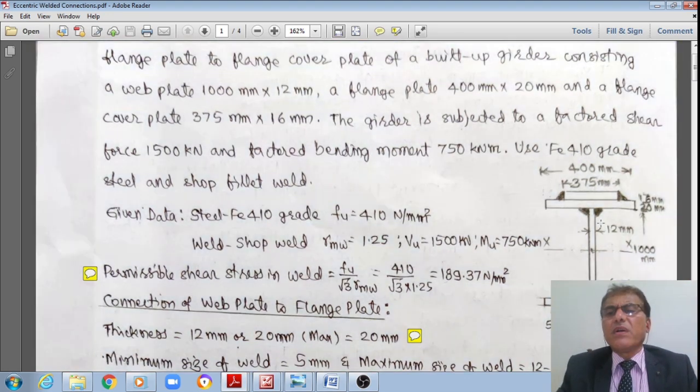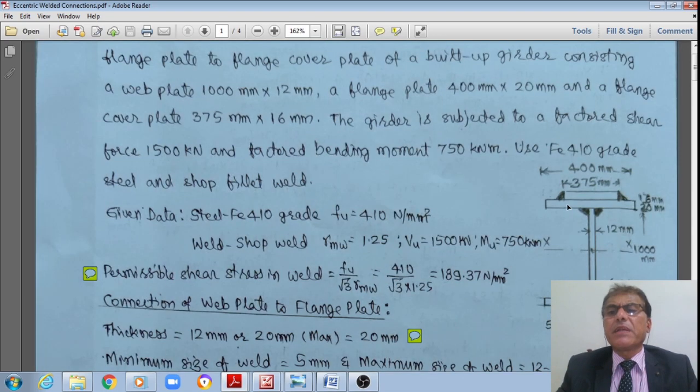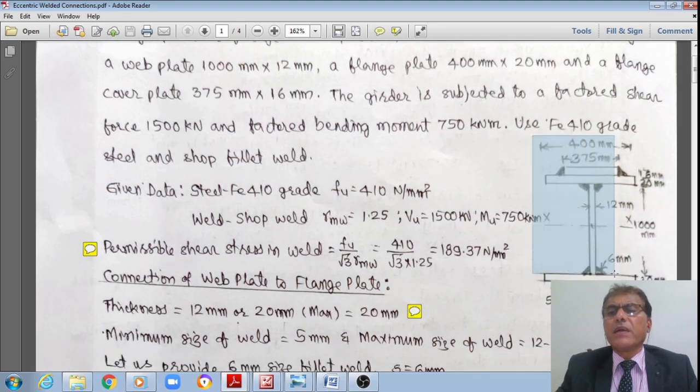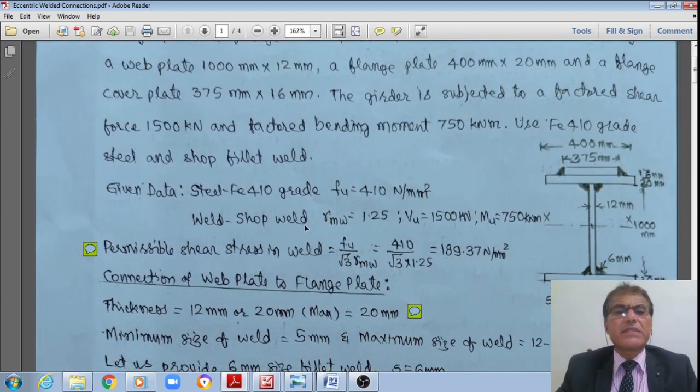The web is of 12 mm thickness and its depth is equal to 1000 mm. That is how I am showing the schematic, student, right? Therefore, please see this cross section. I need to design these welds, right?